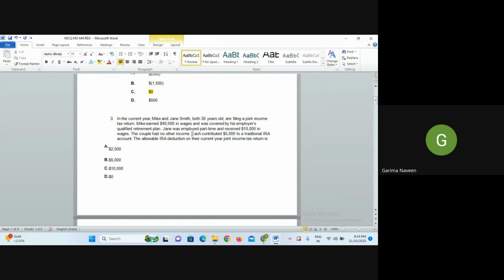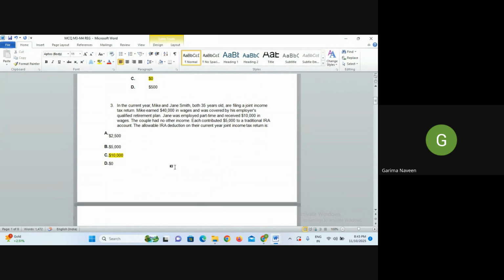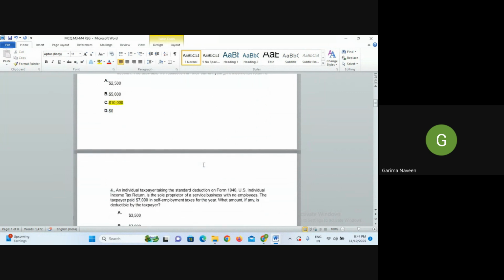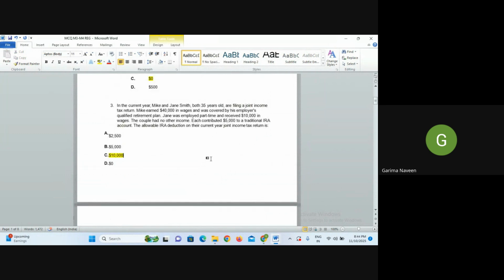So each one is contributing $5,000 to their IRA. That means they are contributing $10,000 overall, and their AGI is less than the limit, so they can get the whole deduction. Okay, clear or not? Clear.